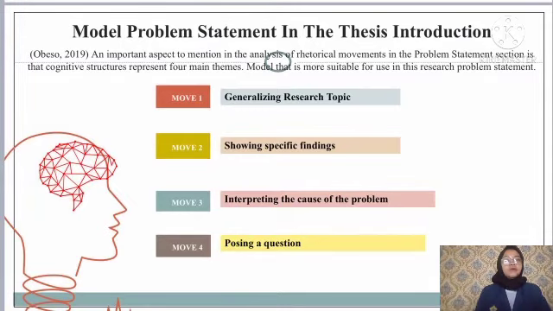Move 2. This move makes a clear and convincing argument that your research is important and has value. In Move 3, this move is to announce how the study will contribute new understanding or new information, an evaluation of previous studies on the topic. In Move 4, there are rhetorical strategies for asking questions in rhetorical movement.